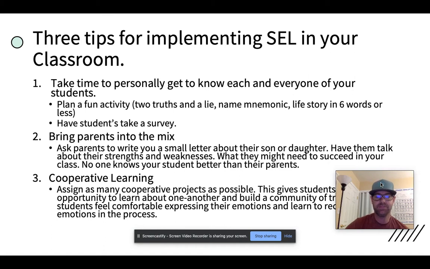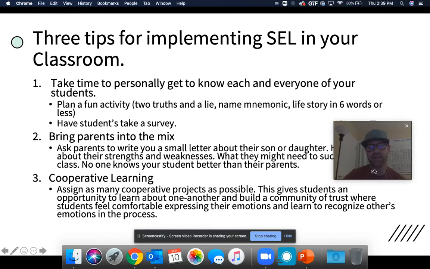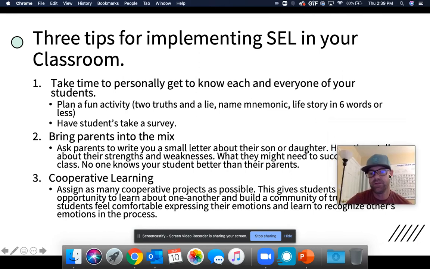And then finally, as I mentioned earlier, cooperative learning is huge. In cooperative learning, I like to assign as many cooperative projects as possible. This gives students an opportunity to learn about one another, and it also builds a community of trust where students will then feel comfortable expressing their emotions and learn to recognize other emotions in the process. So cooperative learning is incredibly important, I think, to social emotional learning.